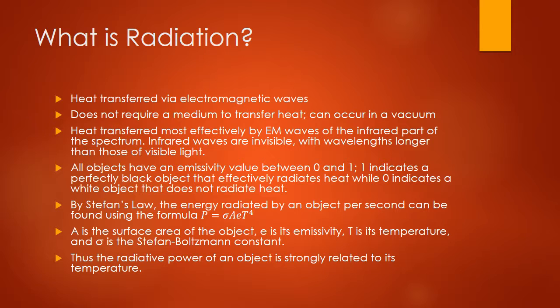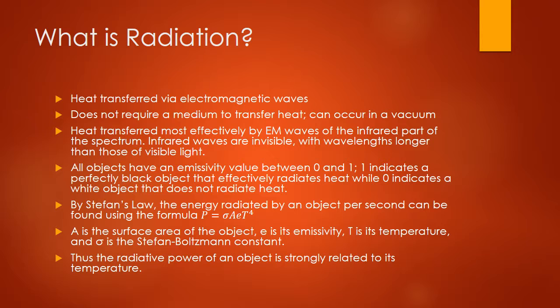Now, infrared waves are the part of the EM spectrum that is most effective at transferring heat, and these waves are invisible, longer wavelengths than visible light, but you can feel them as heat. Now, all objects have an emissivity value between 0 and 1. 1 indicates a perfectly black object that effectively radiates heat, and 0 indicates a white object that does not radiate heat.